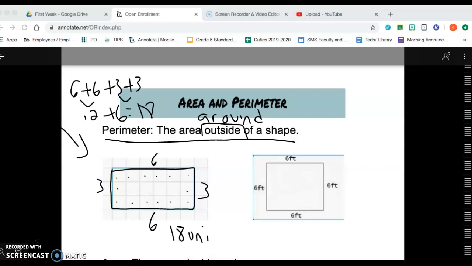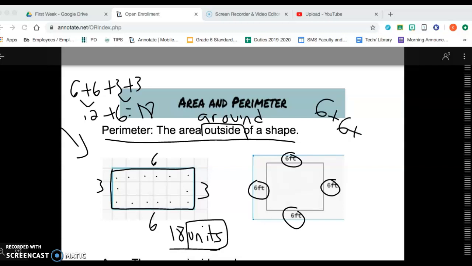So you always have to put your unit of measurement, and if there isn't a unit of measurement, so this one didn't have a unit, then we just say units, okay? So the next problem, finding the perimeter. So this is a square, so that means all of my sides are 6 feet, right? So same thing, we can add 6 plus 6 plus 6 plus 6. Right, so 6 plus 6 is 12, 6 plus 6 is 12, and then 12 plus 12 is going to give me 24. And remember, it's 24 feet.